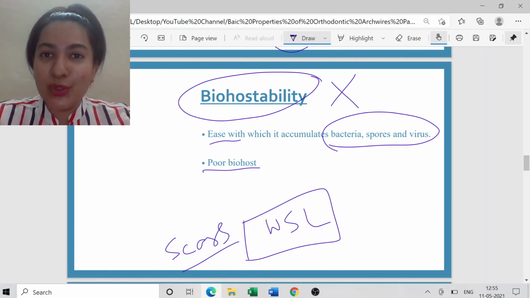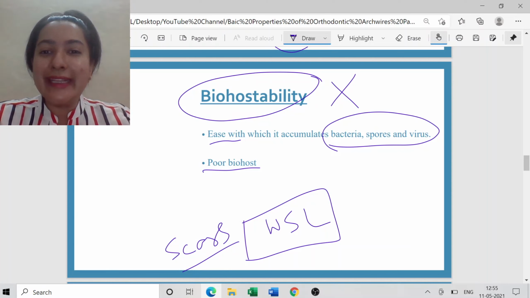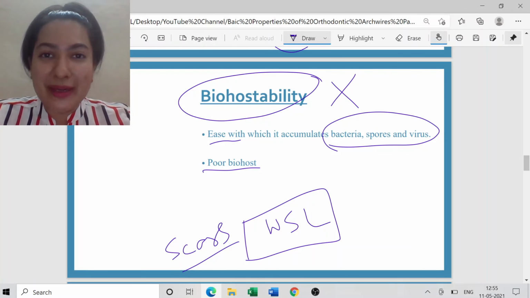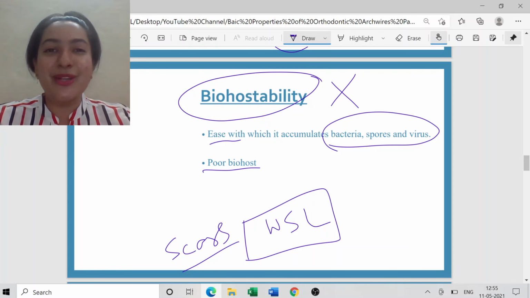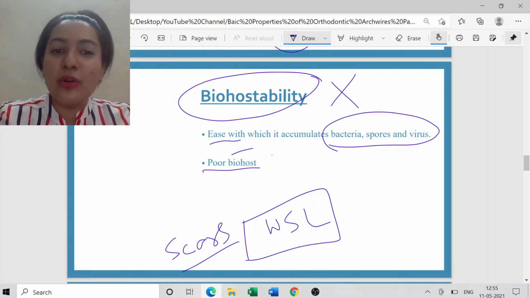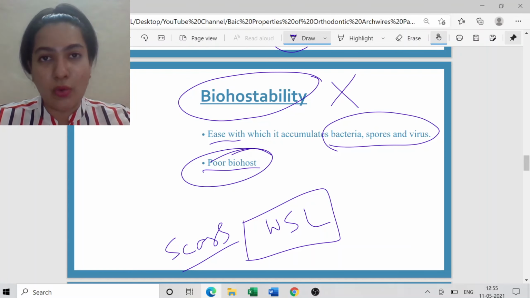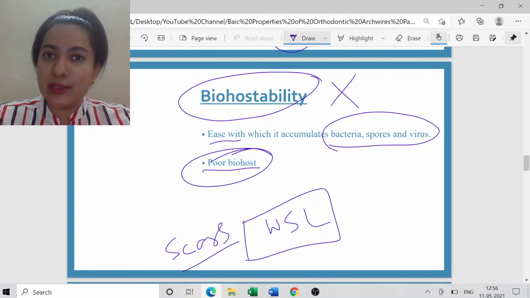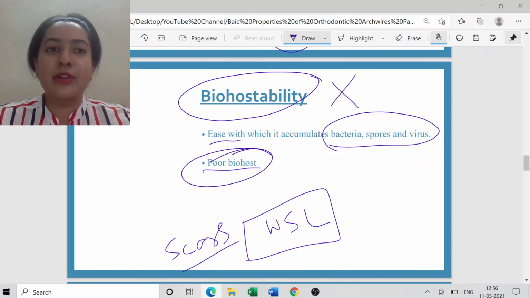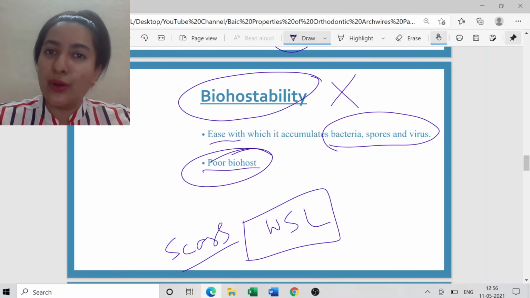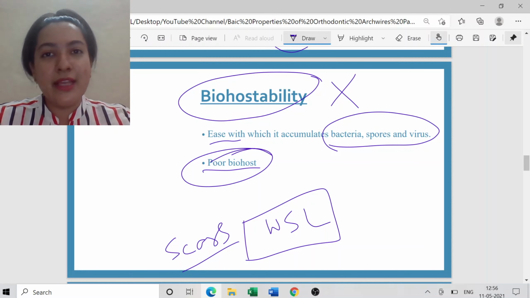Anyway, let us come back to biohostability. Biohostability is the ease with which a particular material can accumulate all these things. So we do not want materials which are good biohosts to be inserted into the patient's mouth. Therefore, we look for materials which are poor biohosts, so that the patient has absolutely no problem in maintaining good oral hygiene. And it becomes even easier for us, because if the patient maintains good oral hygiene, good orthodontic treatment can be done, tooth movement can be swift, and we can complete the treatment on time. Plus there would be no scars, like no white spot lesions. And yes, that was all about biohostability.